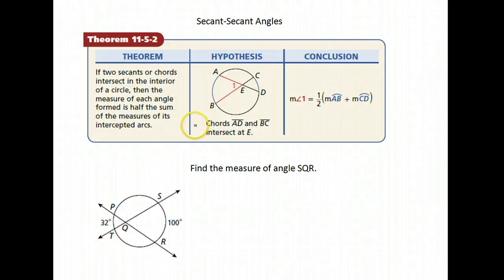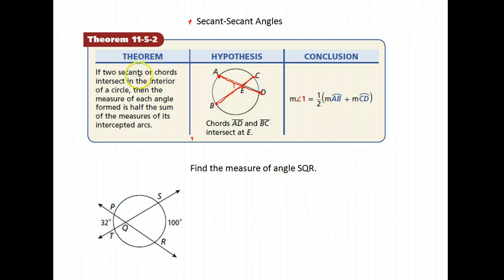All right, here we have another property. So things are going to change a little bit with this property. This is secant. Remember, a secant is a line that passes through a circle and touches it in two places, or similar to a chord. Okay, so BC and AD are both chords.